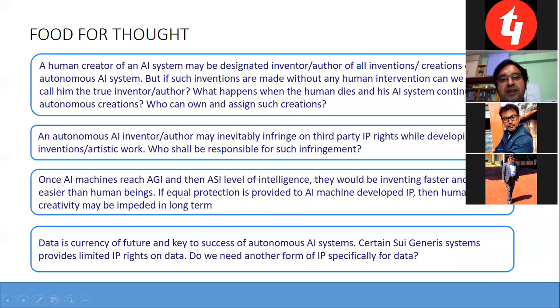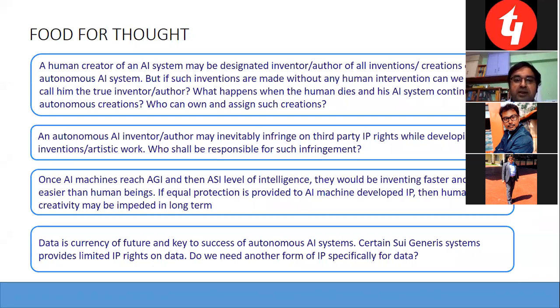all inventions. So we have this specific saying that necessity is the mother of invention. So people have a need. To solve that need, they invent. Now if there's a need and the machine starts solving that need, humans would not be inventing, machines would be inventing. So that would be another major issue.